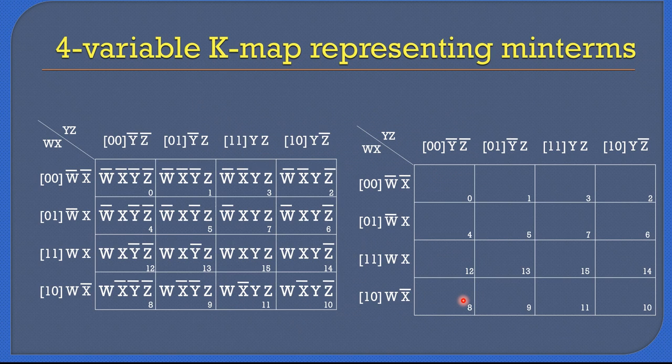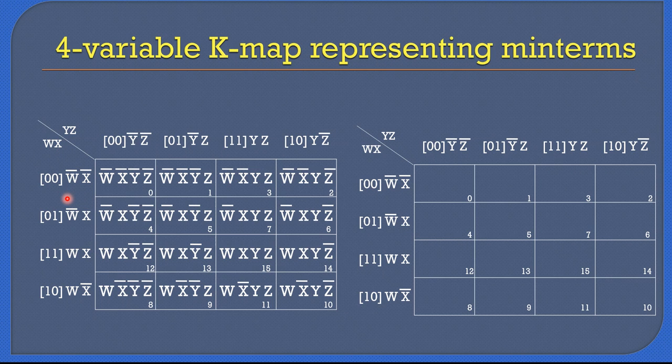Next is the 4 variable K-map representing minterms. Since it is 4 variables, I am introducing an extra variable, so W, X, Y, Z. WX will be represented in the left-hand side rows, and the columns will be represented with YZ. Since it is 2 variables, you will have 4 combinations. It is basically like dividing the truth table into 2 halves. Normally you will have 16 rows in a truth table representing 4 variables, and it has been combined into 4 rows and 4 columns.